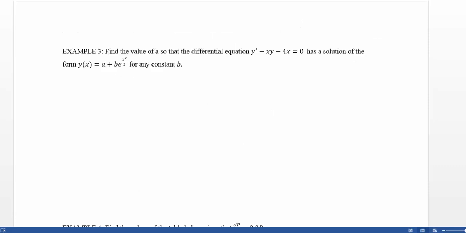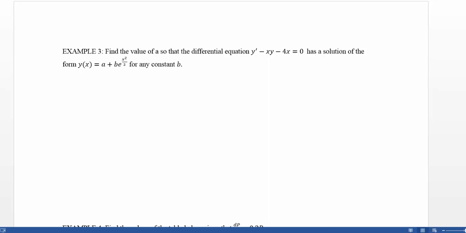Example 3. Find the value of a so that the differential equation y prime minus xy minus 4x equals 0 has a solution of the form y of x equals a plus be to the x squared over 2 for any constant b. So notice here that this differential equation is certainly more advanced than the ones we've been looking at. The good news is we didn't have to set it up and we don't need to solve it. We just need to check for a solution that satisfies these conditions.